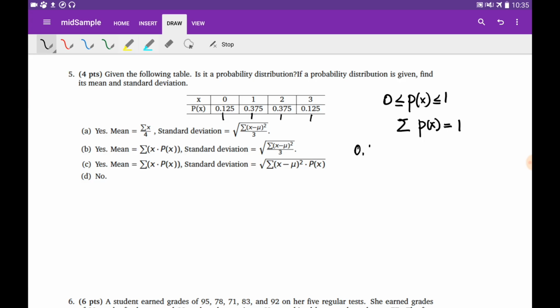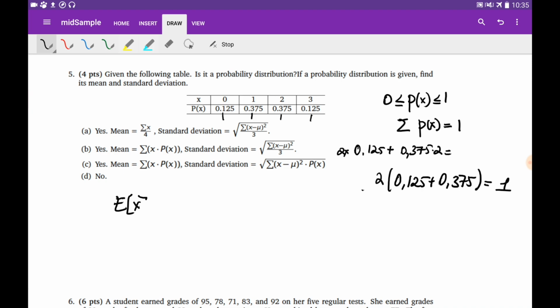It's going to be 0.125 multiplied by 2 plus 0.375 multiplied by 2. If you take the 2 out of the brackets, what is left is 0.125 plus 0.375, which is 0.5. If we multiply this by 2, we get exactly 1. So yes, this is a probability distribution table.